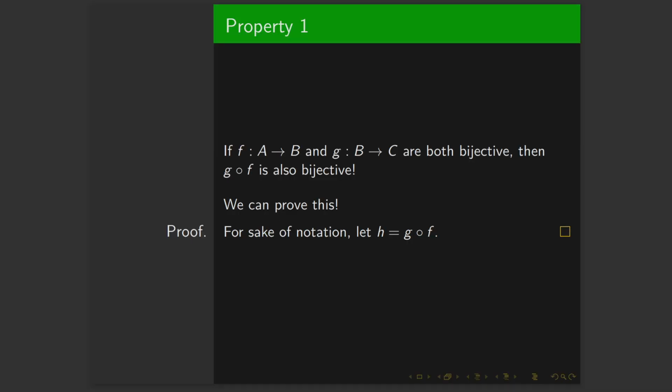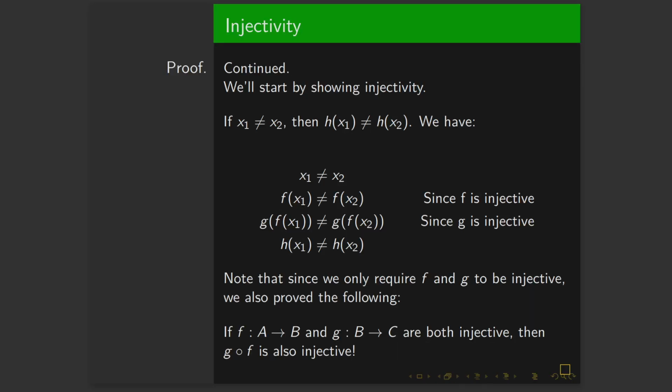So the first thing we're going to show is that if f and g are both bijective, then g compose f, which is the same as h, is also bijective. And we're going to prove this. And for the sake of notation, we're going to let h equal g compose f. Now, we're going to start with injectivity.